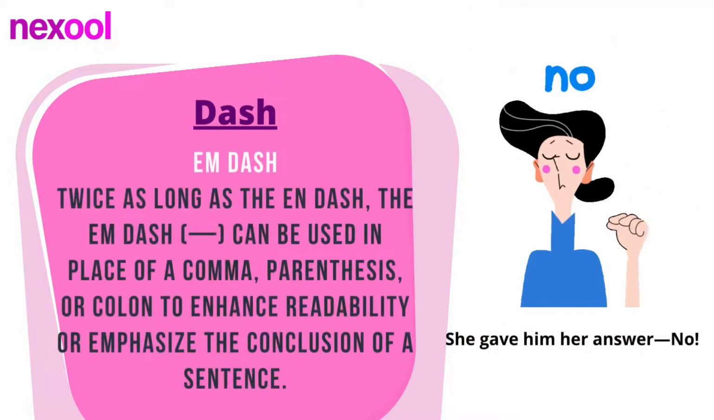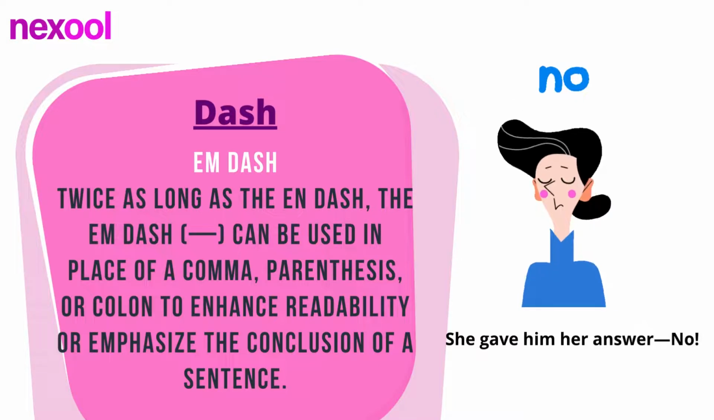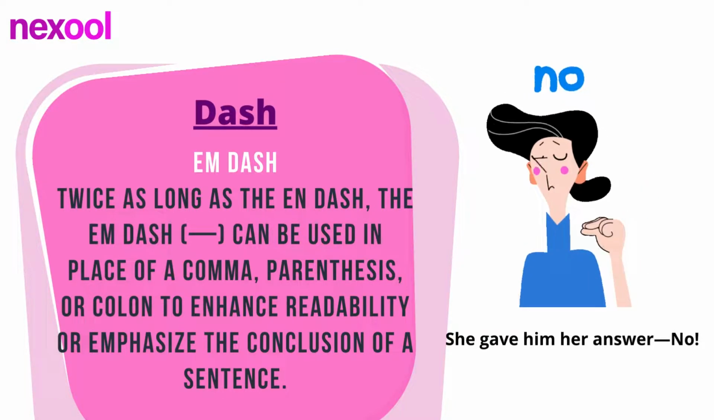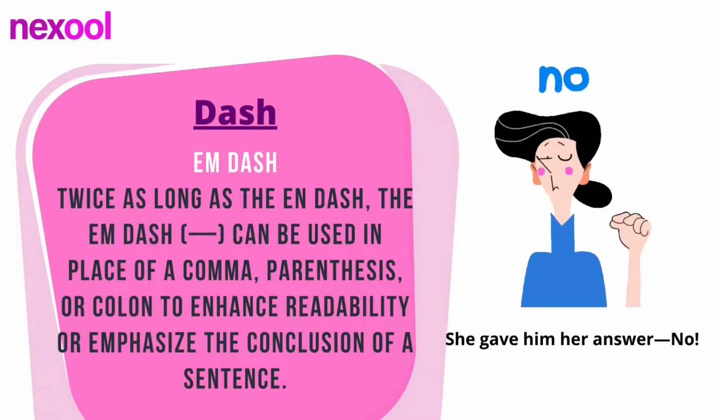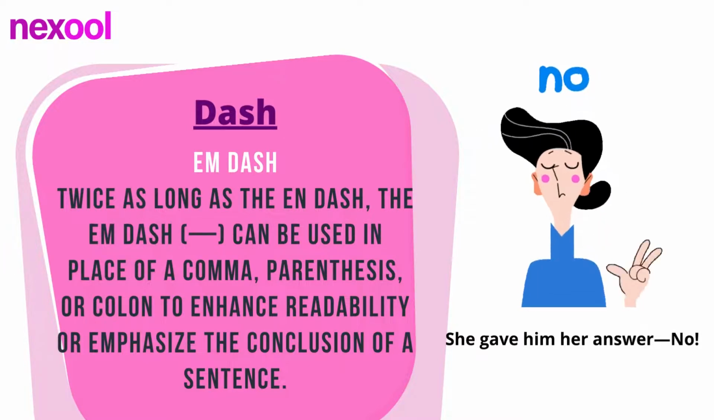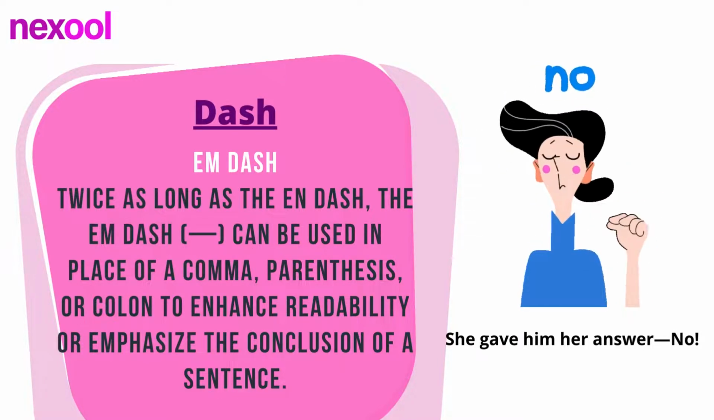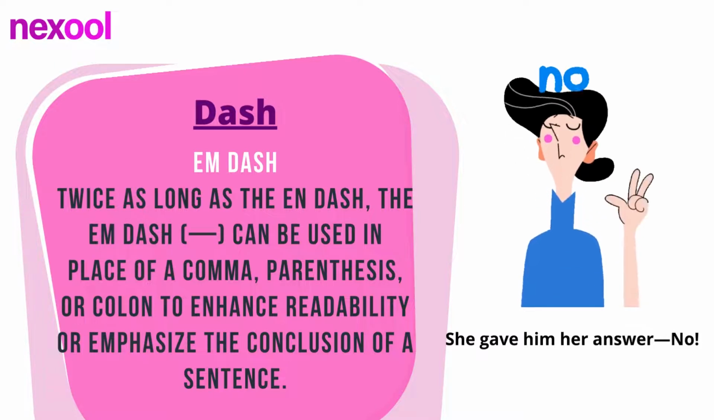M dash. Twice as long as the N dash, the M dash can be used in place of a comma, parenthesis, or colon to enhance readability or emphasize the conclusion of a sentence. For example, she gave him her answer—no.